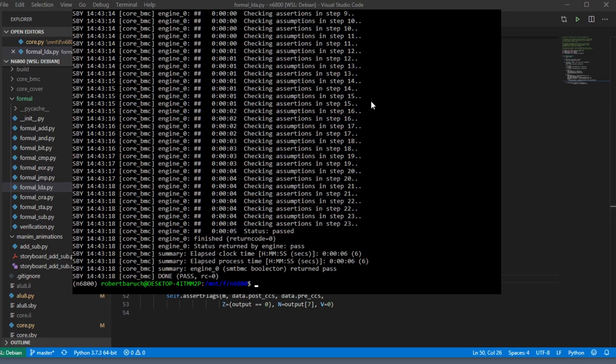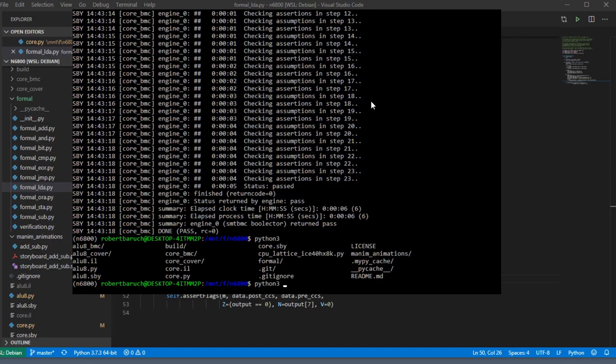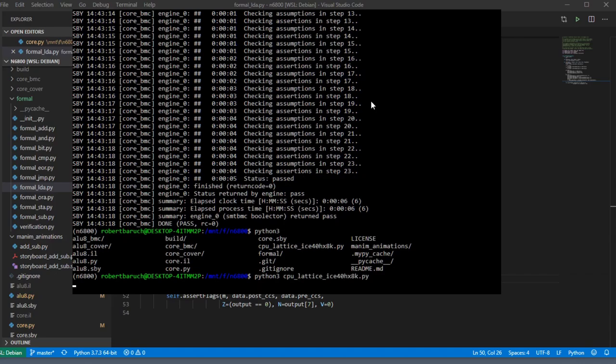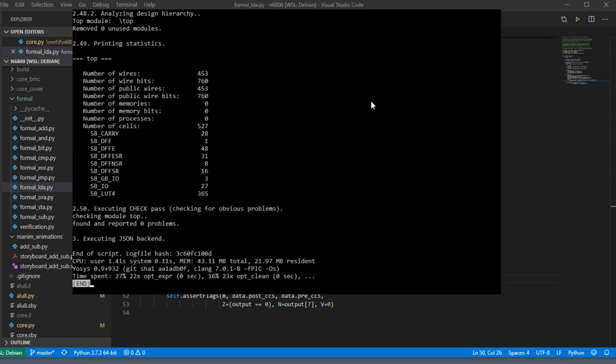Now that we've implemented all of those instructions, let's try to compile this for the FPGA itself. What did I do? CPU underscore lattice. And let's take a look at how many LUTs and cells we've used. Okay, 527. That's pretty much a doubling of what we had. Okay, that's fine. I'm okay with that. Again, we can certainly do some optimizations after we're done with all of the Python code.